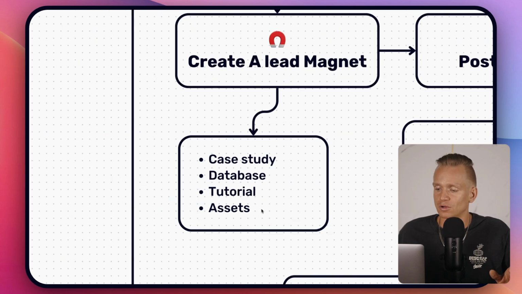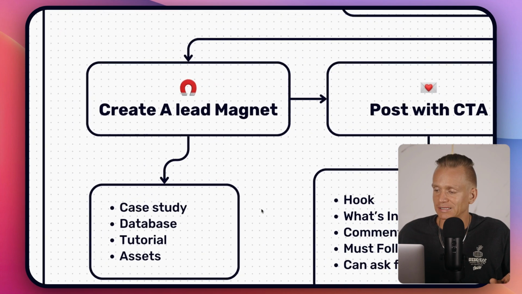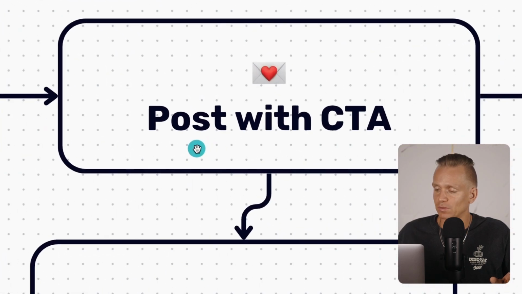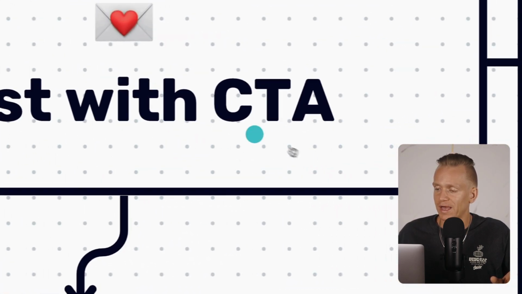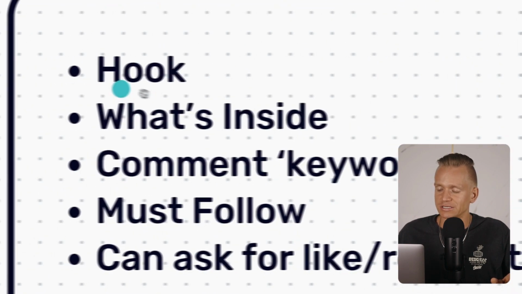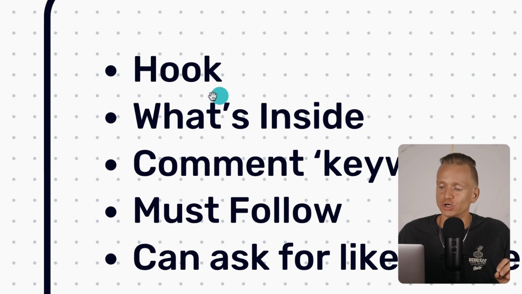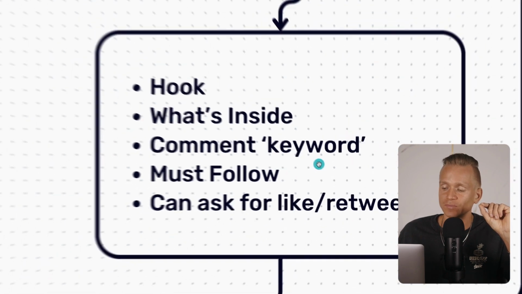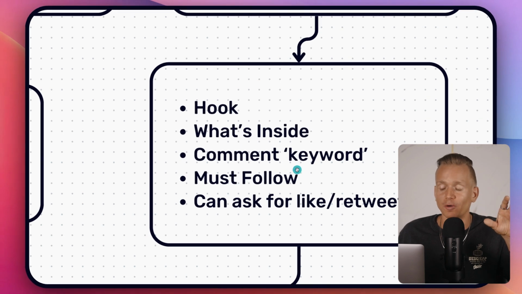So once you've got your lead magnet done, the next step is you want to basically post a post with a CTA. So the way this looks is, first of all, you need some sort of good hook to hook your audience. Then you explain what is within this lead magnet that you are giving away. And then you need to ask people to comment a specific keyword.